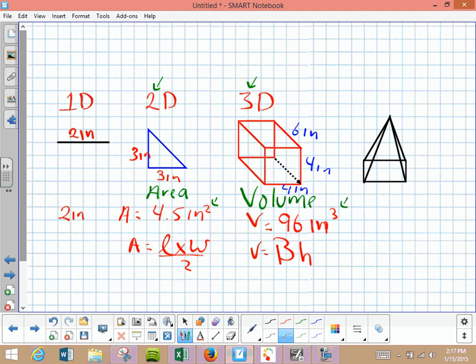The difference between that one and the next one, what is it? For the volume of this thing over here. Divided by 3. That's it. Area of the base times the height divided by 3. That's all we're doing that is different. That's it. Yes.